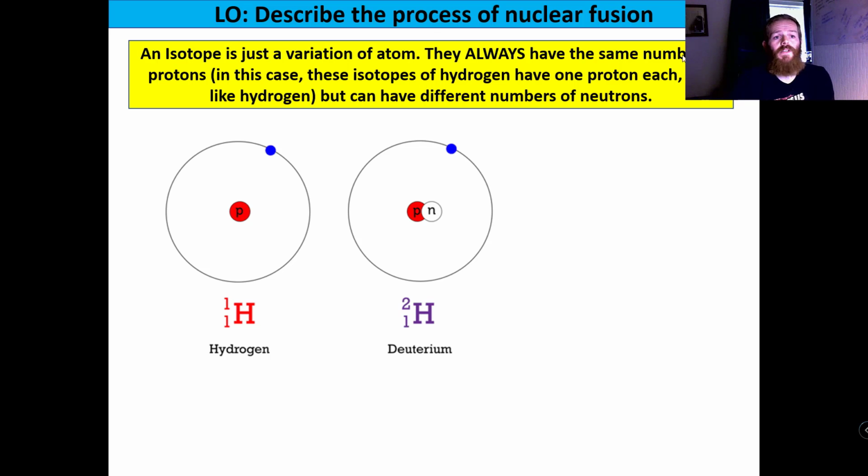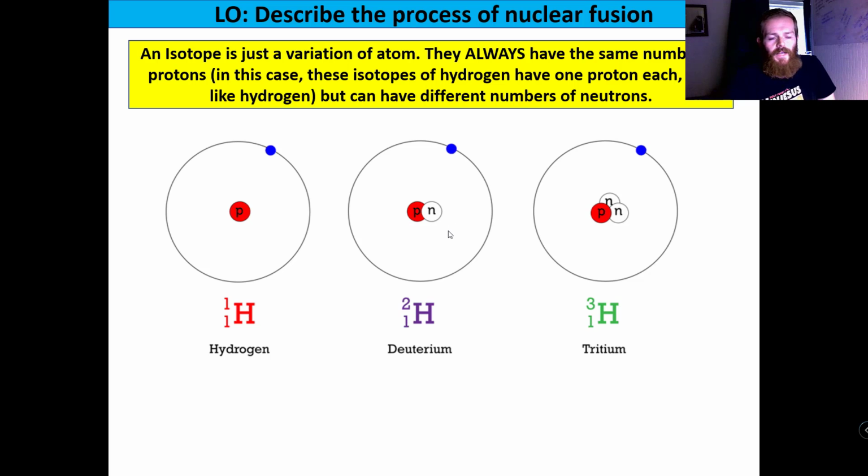So as I've put up here, they always have the same number of protons. In this case, these isotopes of hydrogen have got 1 proton each, just like hydrogen has, but they can have different numbers of neutrons. Well, guess what? It's not just deuterium that's an isotope of hydrogen. There's another one as well called tritium, and you can see the difference. This one's got 2 neutrons, but it's still only got 1 proton. Okay, so this can change certain properties about the atom, but generally they still have very, very similar properties. Important to note in all of these as well, the number of protons is still equal to the number of electrons. So none of these are ions, these are all still atoms, they're just atoms of isotopes. These two are isotopes of hydrogen. Okay, so that's what an isotope is. Hopefully that summed it up.